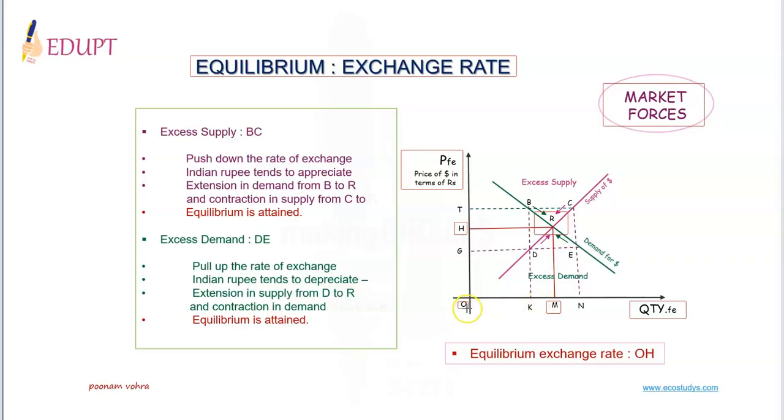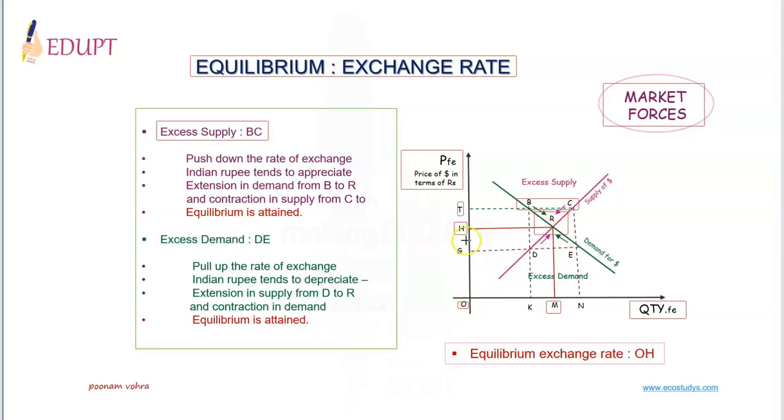Let us understand what happens when the price is much above the equilibrium exchange rate. Suppose the price is OT, it means there is excess supply which is equivalent to BC. Now this will push down the rate of exchange. So the Indian rupee tends to appreciate. So there is extension in demand from point B to point R and contraction in supply from C to R. This process continues till the equilibrium is attained at point R.